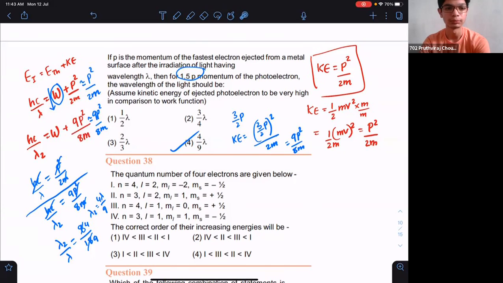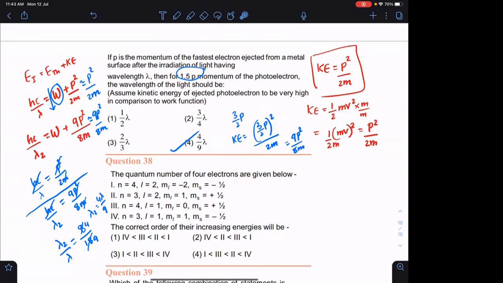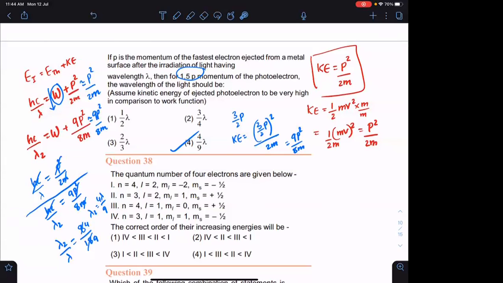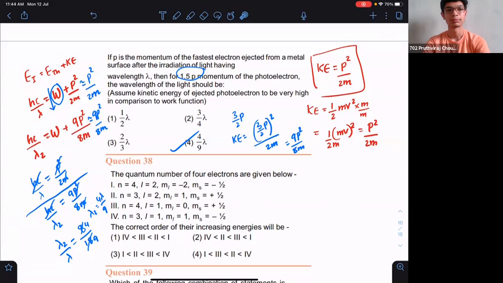हाँ. But you need to apply this. Kinetic energy of photoelectron is very high when compared to work function. So इन दोनों को ऐड करते समय, in the presence of 1 lakh, 1 rupee is very less. So 1 lakh plus 1 rupee is almost equal to 1 lakh only. So W plus p² upon 2m is almost equal to p² upon 2m only. Is that clear? Okay.